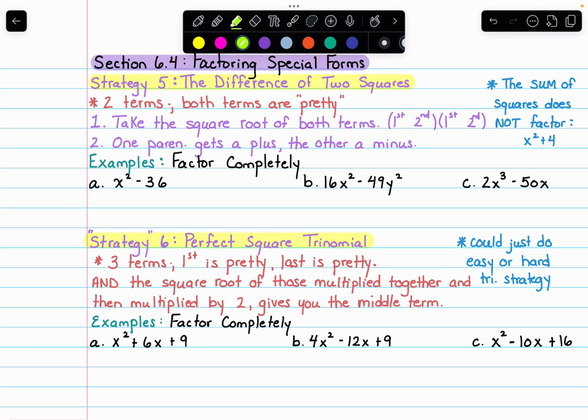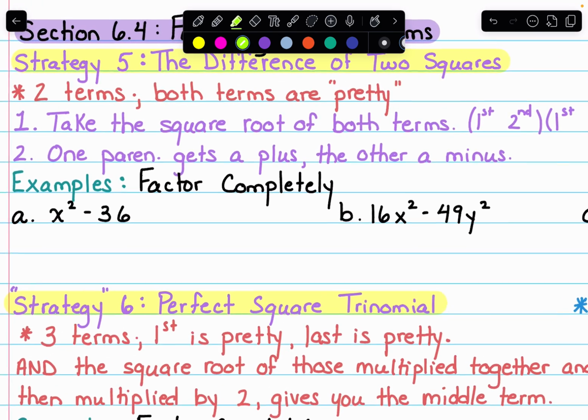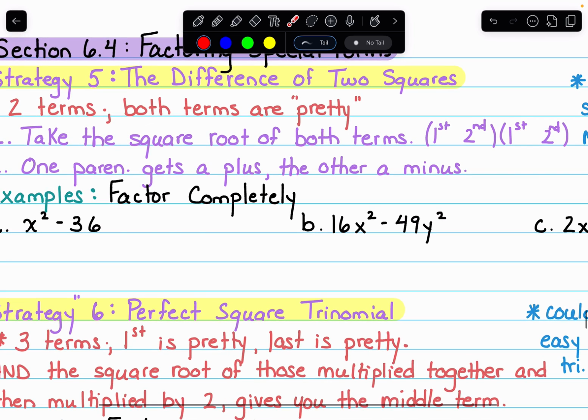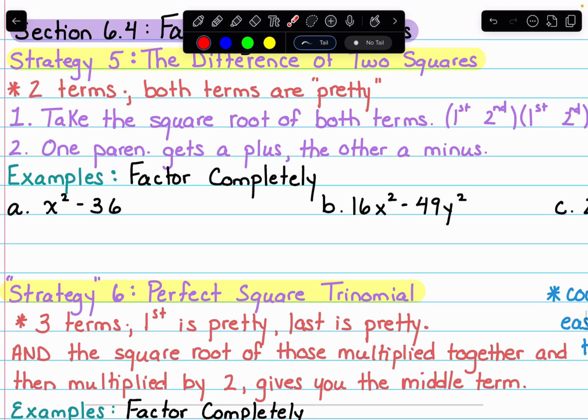Now you have section 6.4, so factoring special forms. Strategy 5 is the difference of two squares. So the way you'll identify these is they'll have two terms. Both terms are pretty, right? And remember, pretty means we can take the square root of them and we can get a number back, okay? So your first step is to take the square root of both terms, okay?